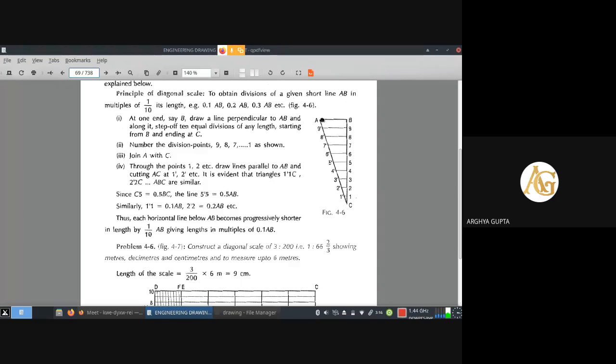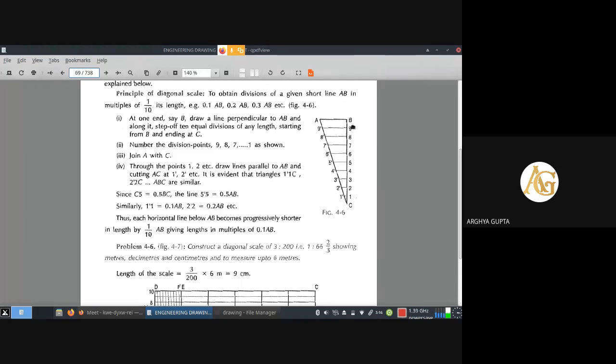That's why the name of the scale came diagonal scale. So AC will be joined. AB is a smaller unit and BC is the bigger line. The bigger line is drawn and AC is joined. So AC is the diagonal. Now what is done? We have to divide that BC line into 10 equal parts.